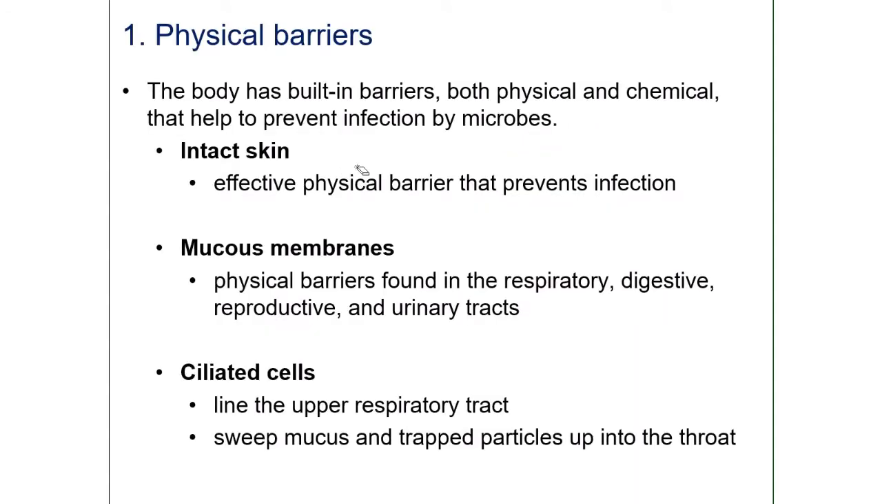The first line of defense against pathogen is actually the innate immunity, and one of the things that are involved in the innate immunity is the use of physical barriers. So the best defense is basically to keep all the harmful stuff outside of the body. Don't let them come in. And so we have built-in barriers, both physical barriers and chemical barriers within the body that help us prevent infection by microbes. So an example of a physical barrier would be intact skin.